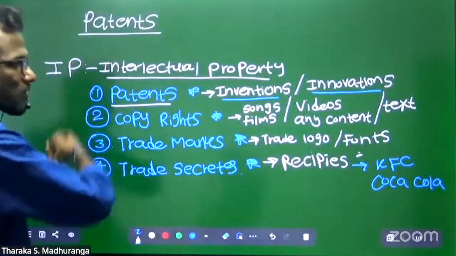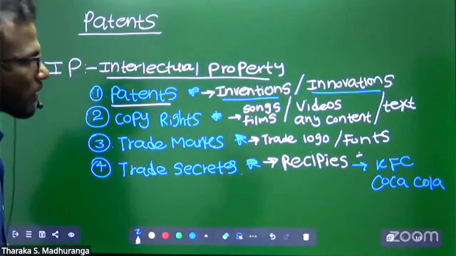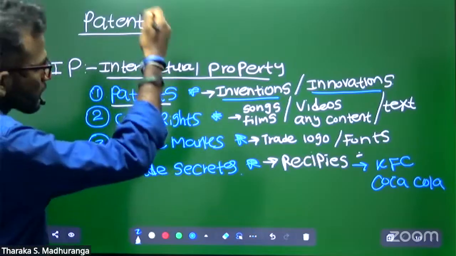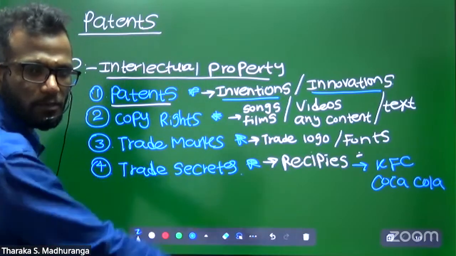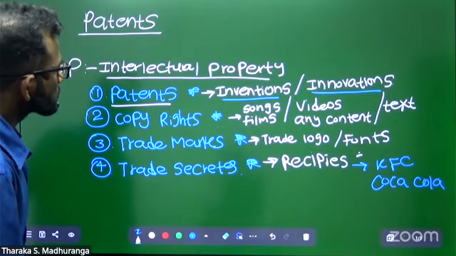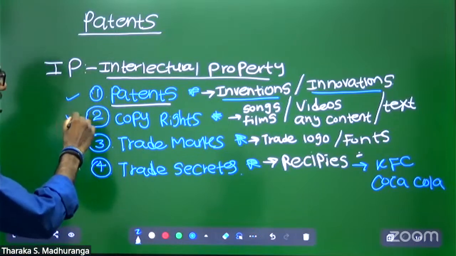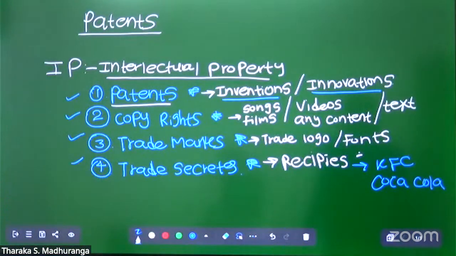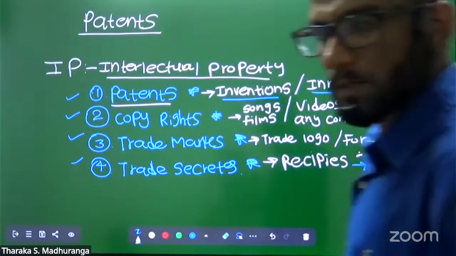Can you quickly write this down? Quickly write intellectual properties, write down examples and give some brief introduction. Quickly, within 30 seconds you have to write.